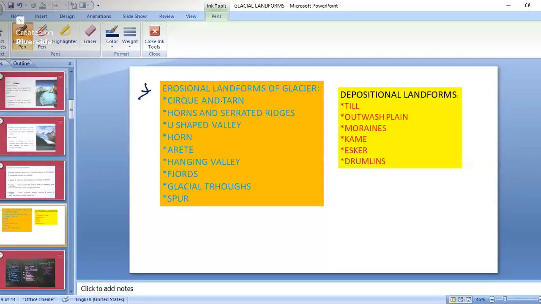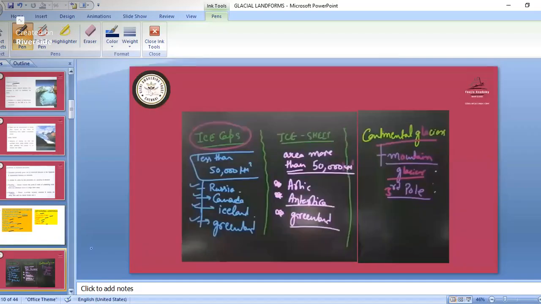In the erosional landforms, we have the cirque and the tarn, horns and the serrated ridges, U-shaped valley, arete, hanging valley, fjords, glacial troughs, spur. Then we have the depositional landforms like till, outwash plain, moraines, kame, esker, drumlins. So these are the various erosional and depositional landforms of the glacier. Now we'll study the glacier in a detailed manner.